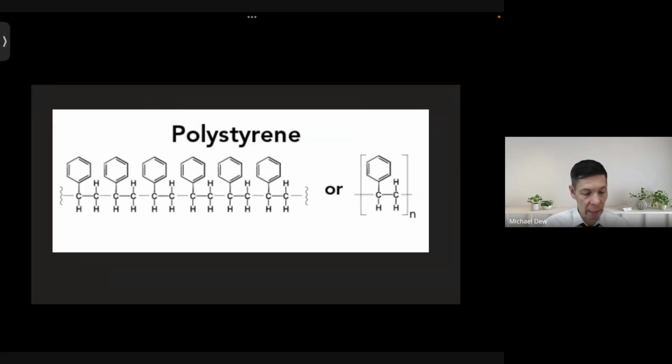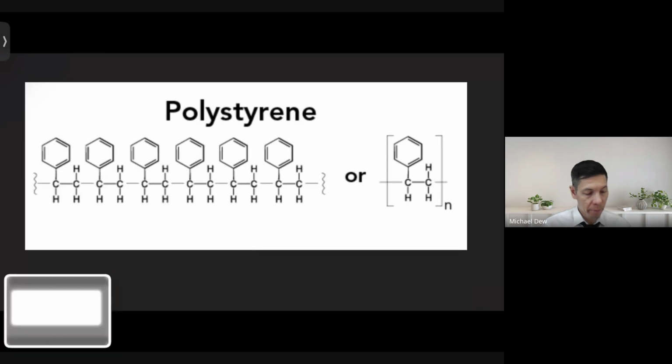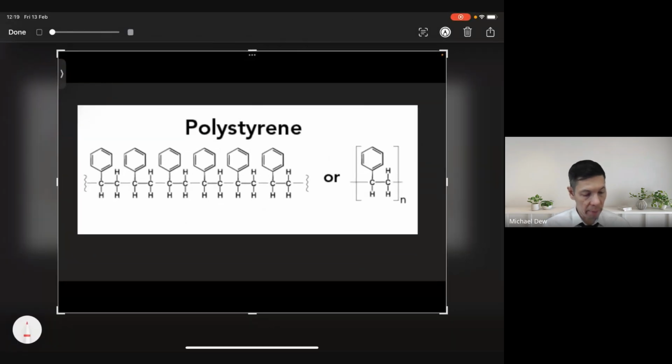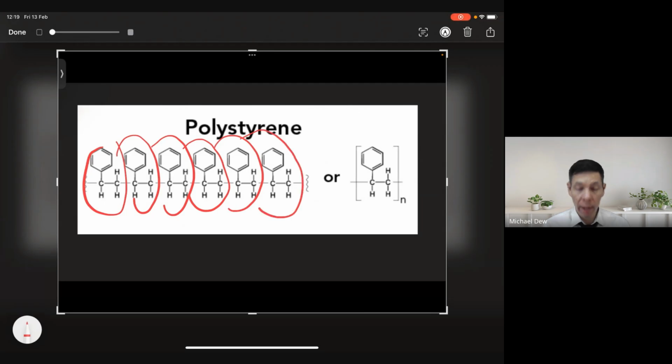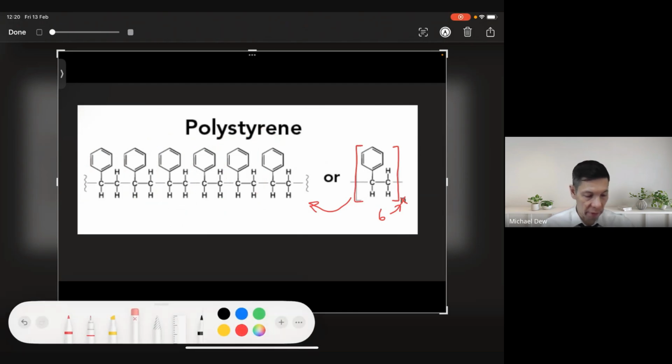Okay, so we take a look here. We have 6 monomers, right? So 1, 2, 3, 4, 5, 6. And then the monomer is also represented, 6 monomers, by putting a number 6 here where this N is. Okay, just put a 6 there instead of the N. And then if you show it inside of brackets like this, it means you are telling me that 6 monomers have lost their double bond to connect to make this structure on the left, okay, which is polystyrene.